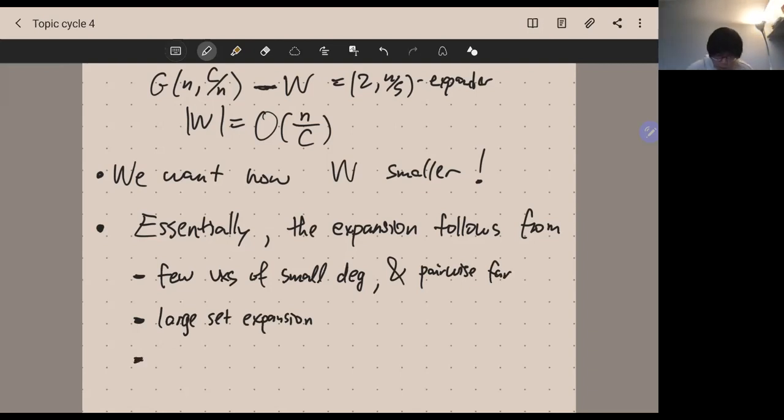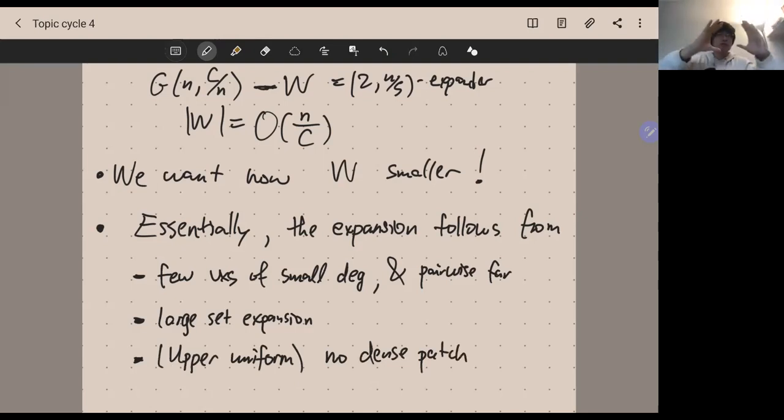Okay. And the very last one is called upper uniformity. If you've seen the sparse regularity lemma, this will look familiar to you. Basically, it says that there's no dense patch in the graph. I will make it precise, meaning that if you look at your graph, then you cannot find somewhere a patch, a subgraph, such that it's particularly dense. That's impossible, which is kind of expected also in a random graph, because in a random graph the edges are distributed kind of uniformly. So it's unlikely that somewhere will be particularly dense.